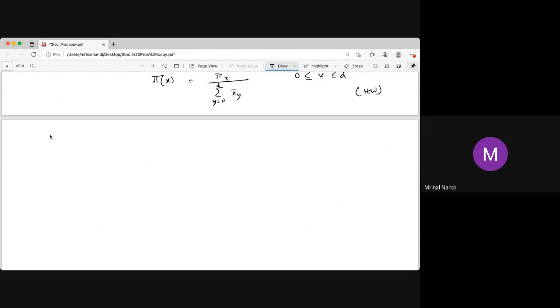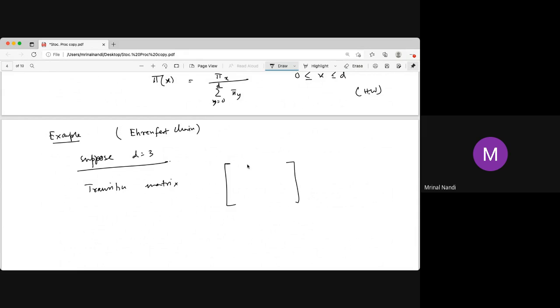Now, one more example is the Ehrenfest chain, which is also a special case of the Birth and Death chain. So, what about the Ehrenfest chain? Suppose a small case, say d equal to 3. What is the transition matrix? The transition matrix is this, with states 0, 1, 2, 3. This is just an example. We take r x as 0.